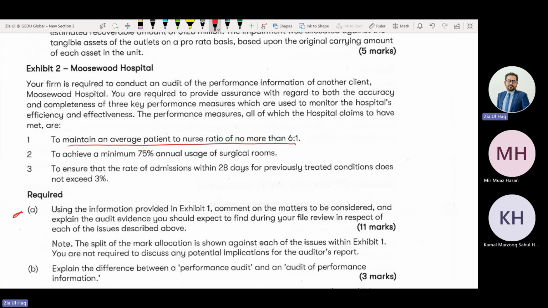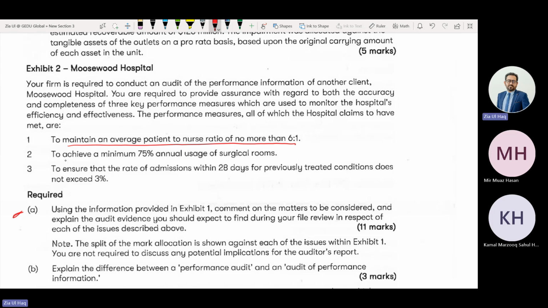We can inquire from the patients regarding which nurse is managing them, which nurse is helping them. If 6 said this nurse and 7 said this other one, this means there is no 6:1 ratio. If 6 said yes, this nurse, and the 7th said another nurse, this means there is a 6:1 ratio. So we can inquire from the patients in the ward regarding which nurse is treating them. Three procedures we can write down.